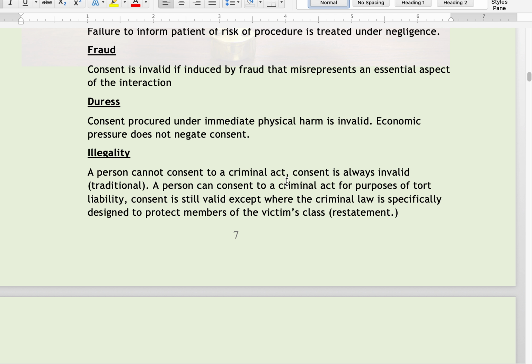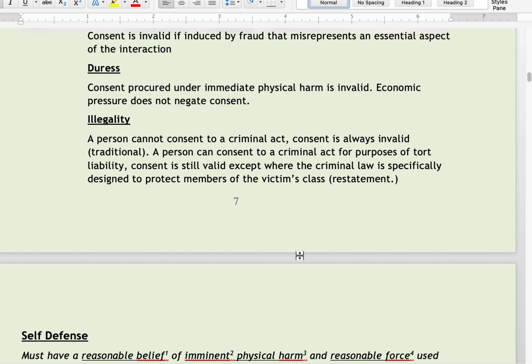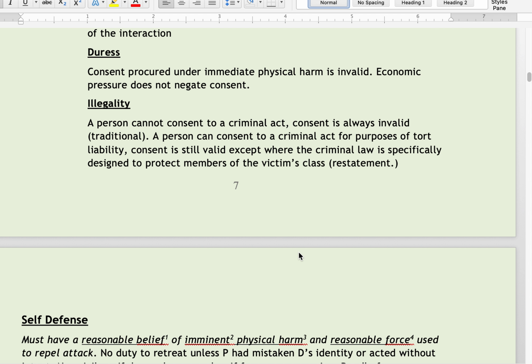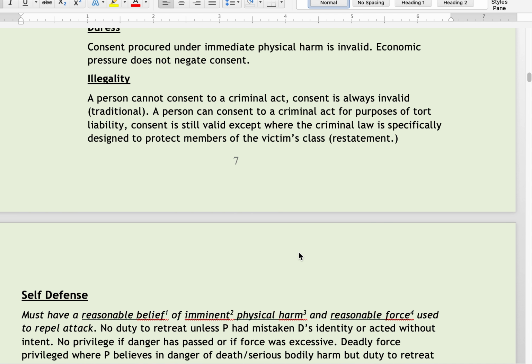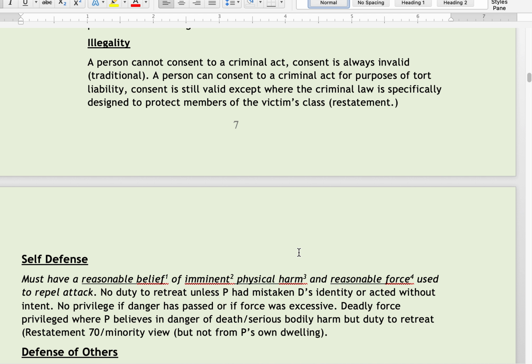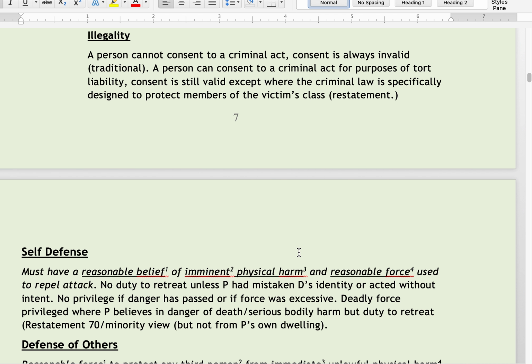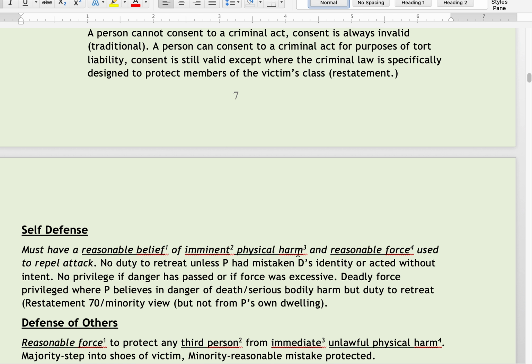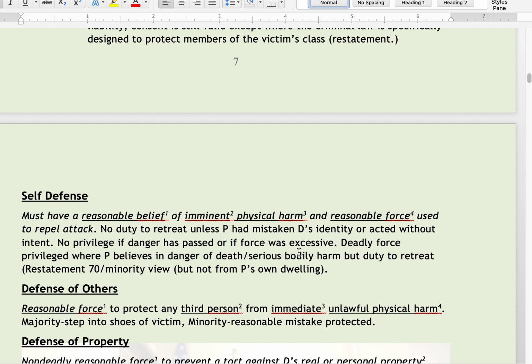Illegality. A person cannot consent to a criminal act. Traditional: consent is always invalid. A person can consent to a criminal act for purposes of tort liability. Restatement: consent is still valid except where the criminal law is specifically designed to protect members of the victim's class.